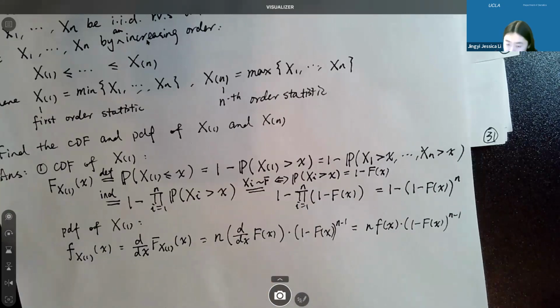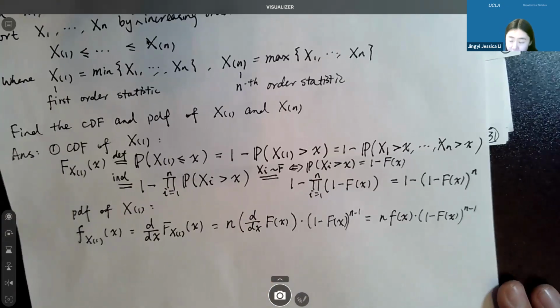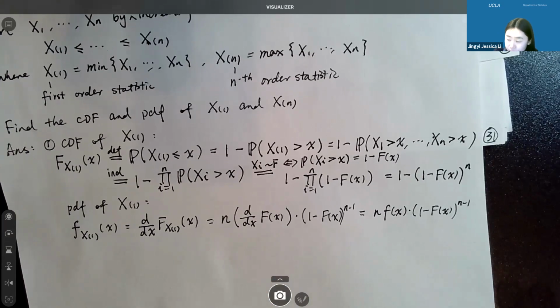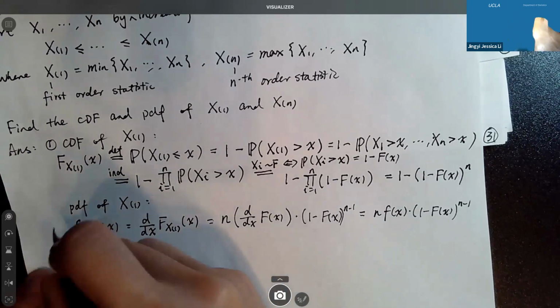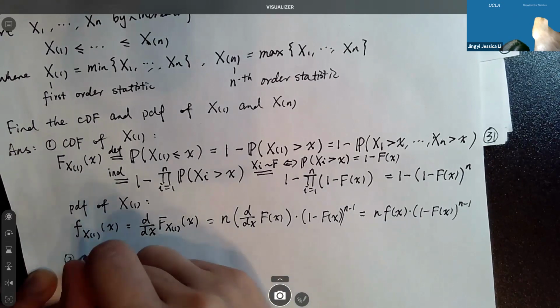Okay, so that's the CDF and PDF for the minimum. Do we have questions before we move on to the maximum? Okay, if not, then let's talk about the maximum.